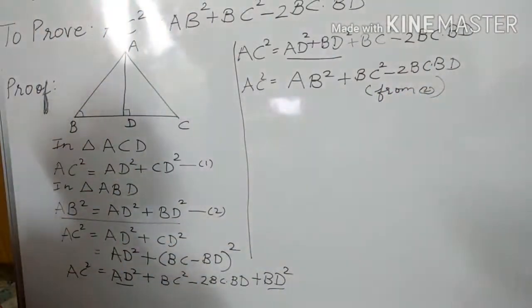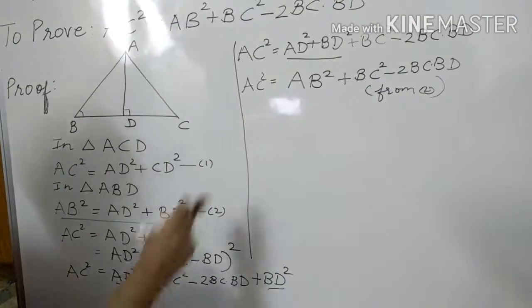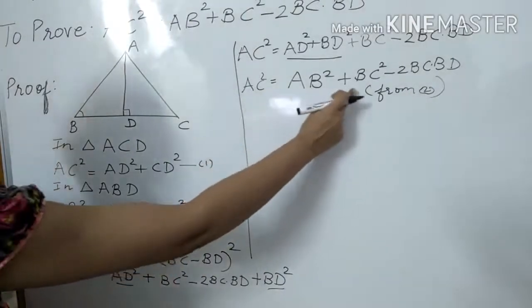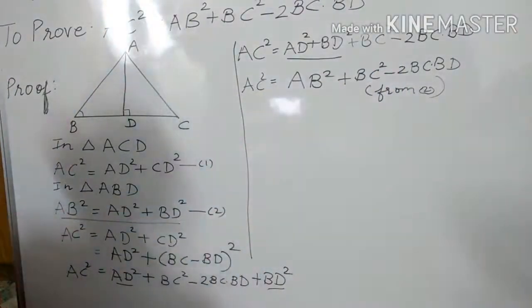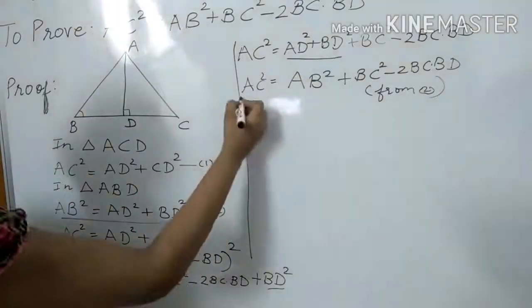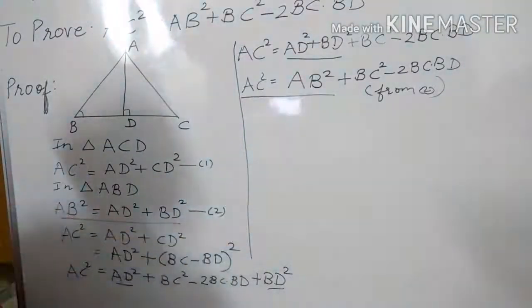So here we have completed our proof. AC square is equal to AB square plus BC square minus 2BC into BD. What they asked for, we have completed.